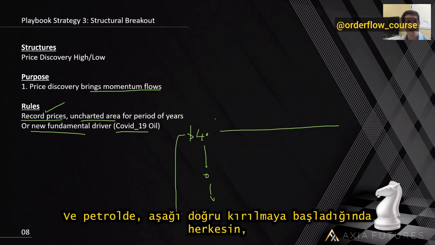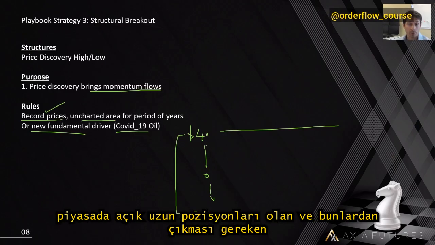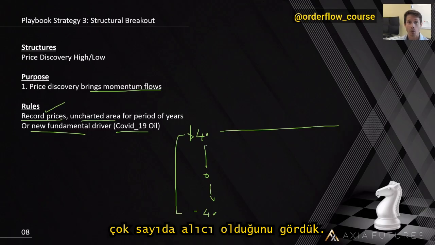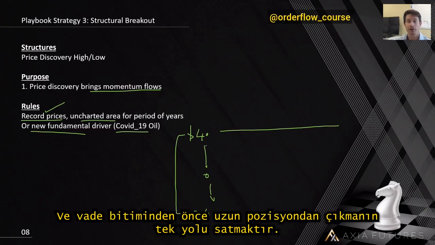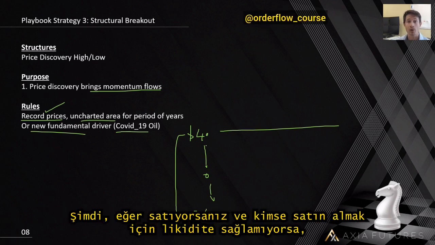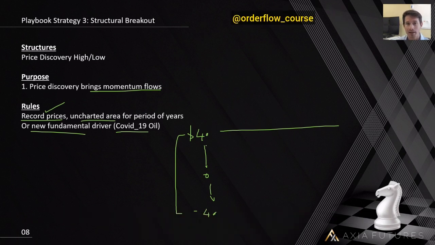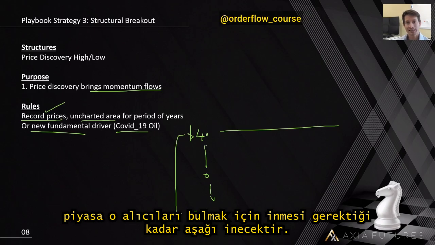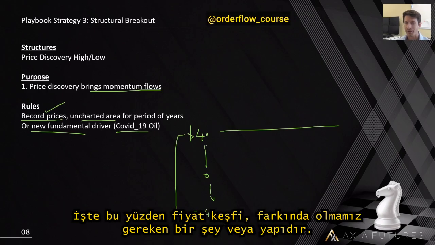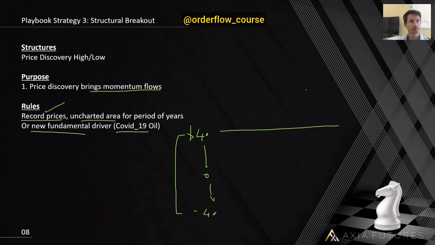And we saw that in the oil. Once it started to break down, there was a significant number of buyers in the market that had outstanding long positions, and they needed to get out of them. And the only way you can get out of a long position before expiry is to sell. Now, if you're selling and no one is providing liquidity to buy, the market will go as low as it needs to find those buyers. And that's why price discovery is a structure that we have to be aware of.